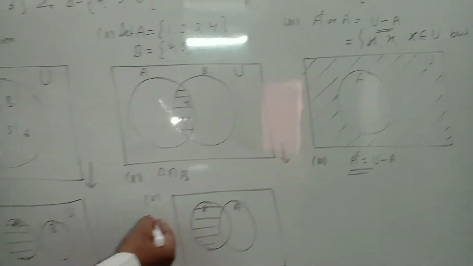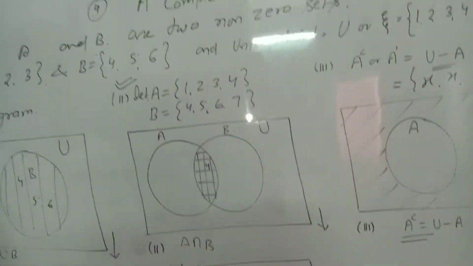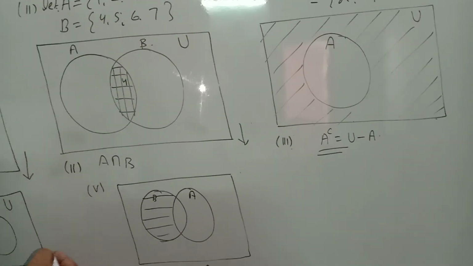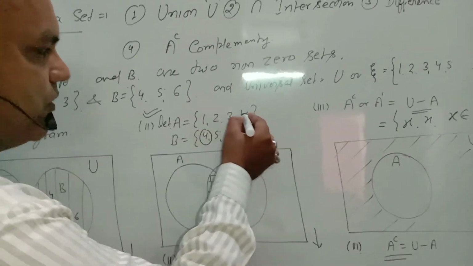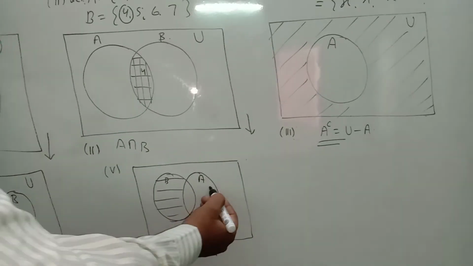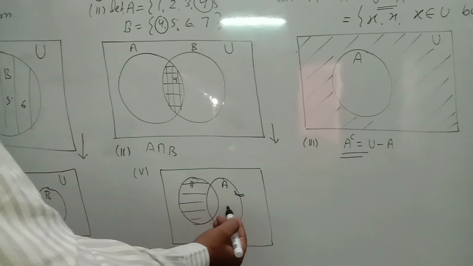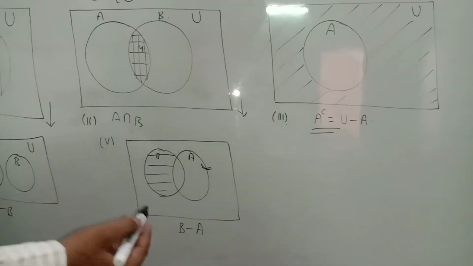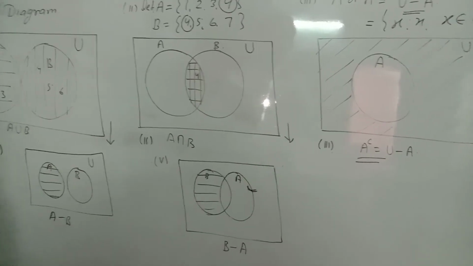Next is B difference A. In these sets, 1, 2, 3, 4 and 4, 5, 6, 7, for the difference B difference A, the element 4 is common. Then that part of B that is in set A is blank, and set A is also blank, and the remaining elements belong to set B. Then the result of B difference A in the Venn diagram is this.